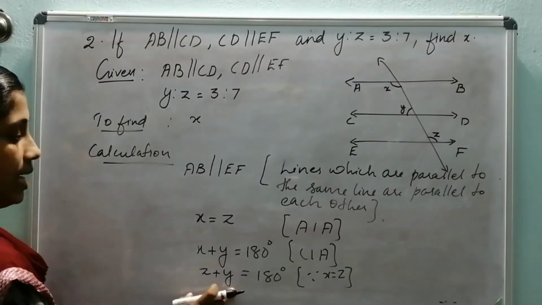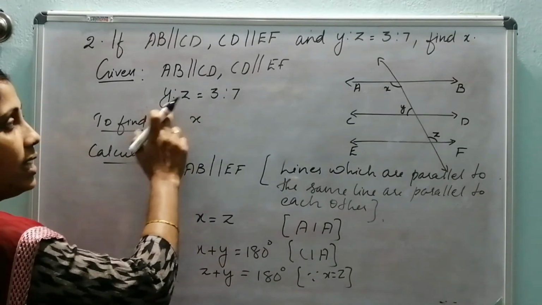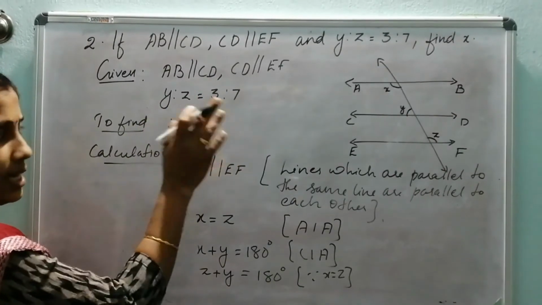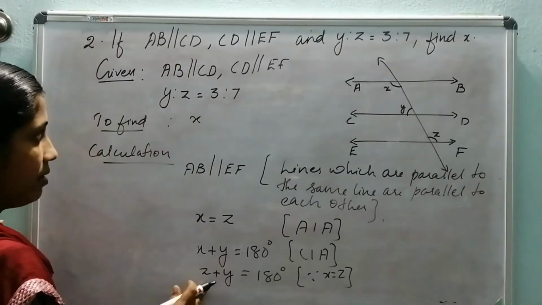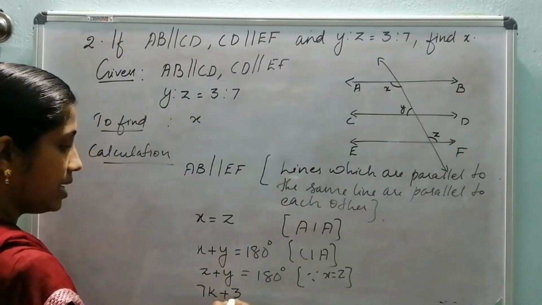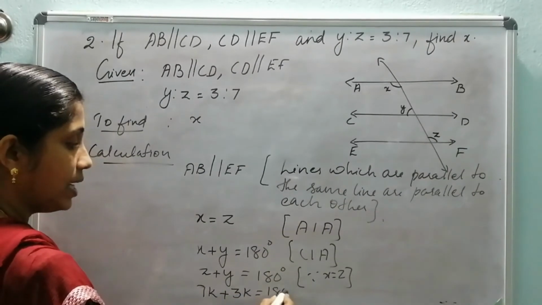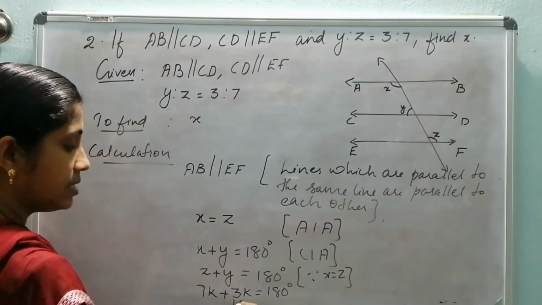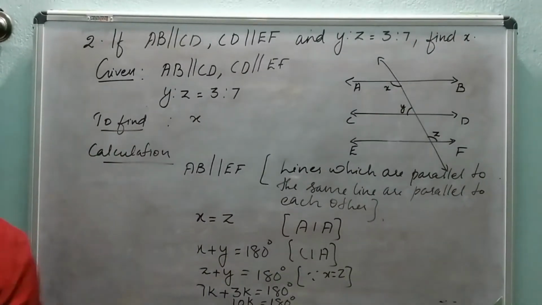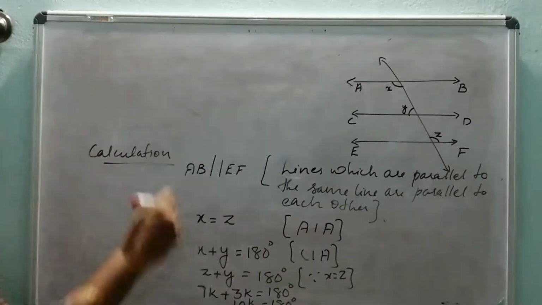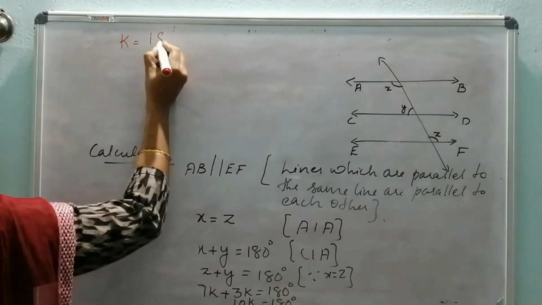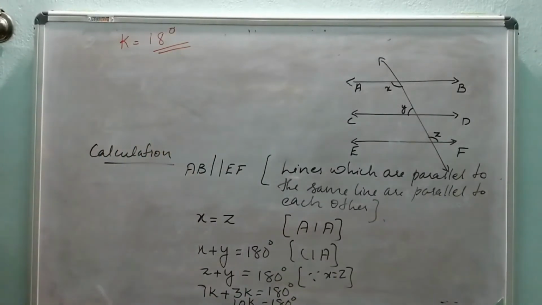Then what is z and what is y? Here y and z are given as a ratio. So we can take y as 3k and z as 7k, for some integer k. Instead of z and y we can write 7k plus 3k is equal to 180 degrees. 7k plus 3k, that means 10k, is equal to 180 degrees. So what is k from here? k is equal to 180 by 10, that is 18. The value of k is 18.